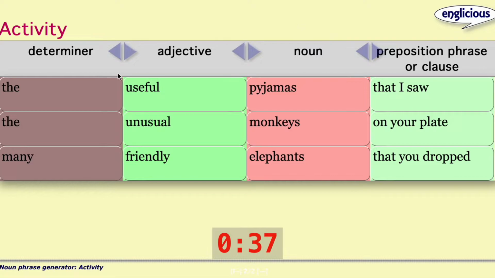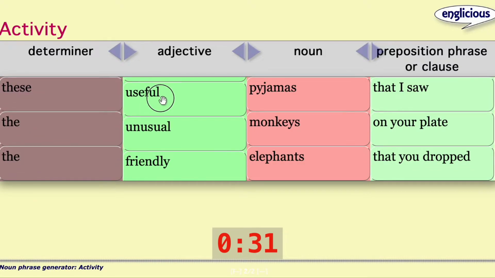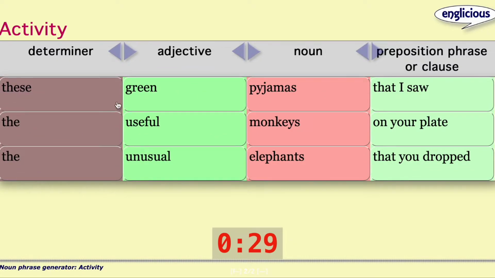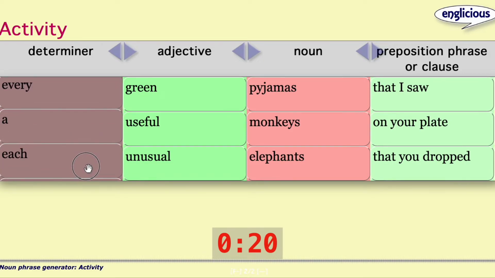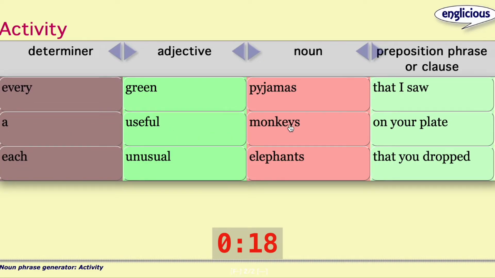And we have determiner, adjective, noun, and then preposition phrase or clause. And then from there, it's a question of scrolling up and down on the columns to get all kinds of different noun phrases, like "the green pajamas that I saw." So another grammatical point here is that the determiners and the noun should agree whether they're singular or plural.